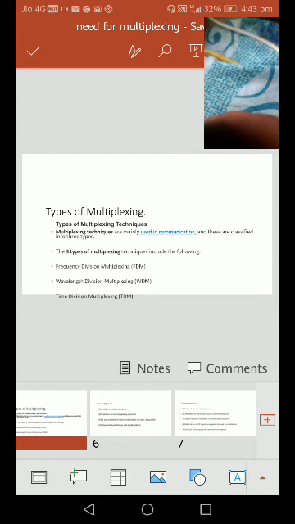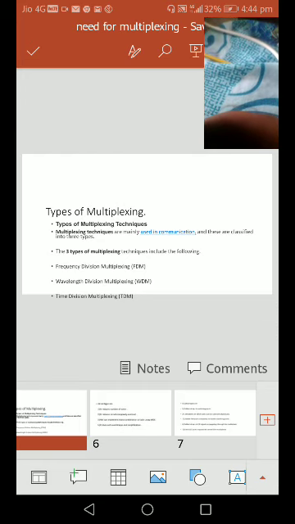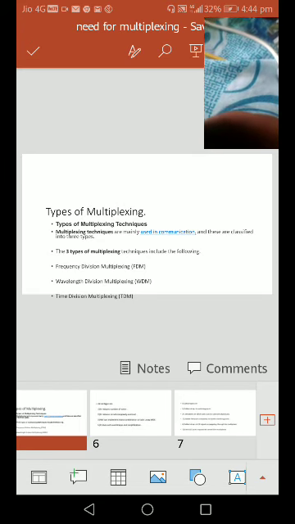And time division multiplexing, here we have time slots. We divide the time signals into time slots: time division multiplexing, frequency division multiplexing, and time division multiplexing. Frequency division multiplexing, time division multiplexing, FDM and TDM.